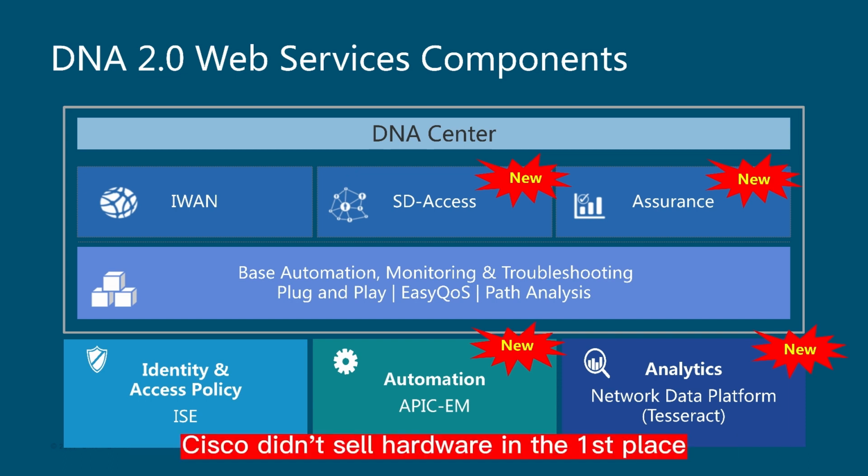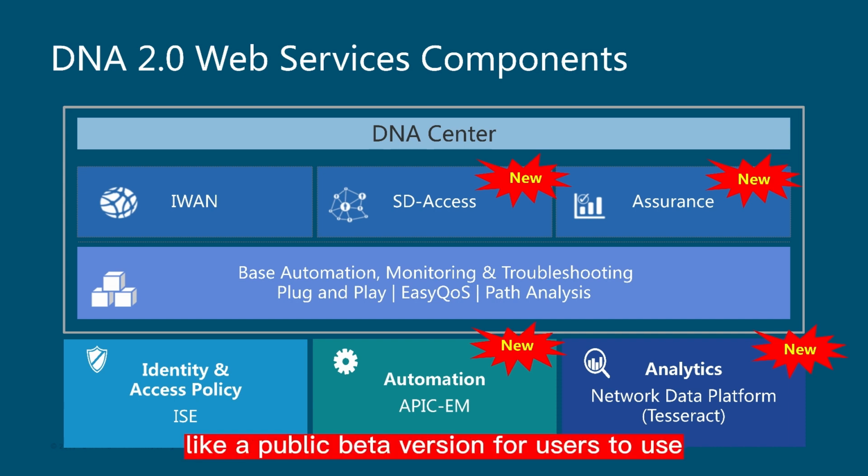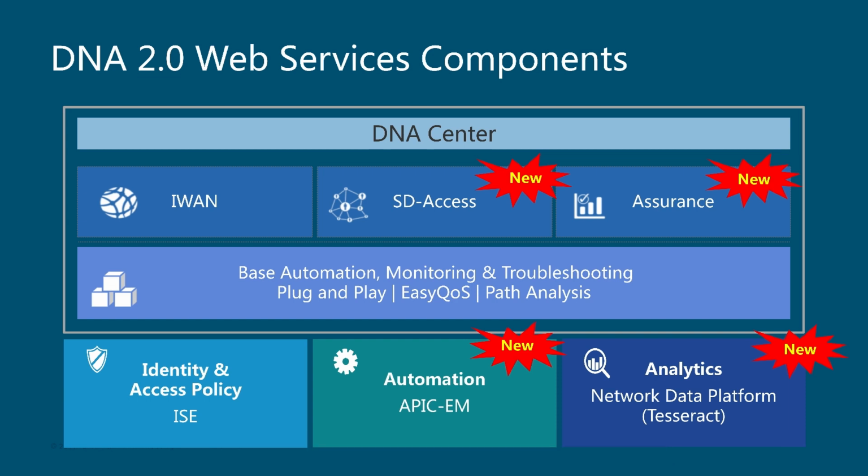Cisco didn't sell hardware in the first place. It sells software. Called APIC-EM. They don't just sell this. They push a free software like a public beta version for users to use. See how the market accepts it. If the market feedback is good, then put together software like this. Sell with hardware. There is now a piece of hardware. Support software functions. And tell the user they have some new features. If the user feels okay, we'll buy their hardware.